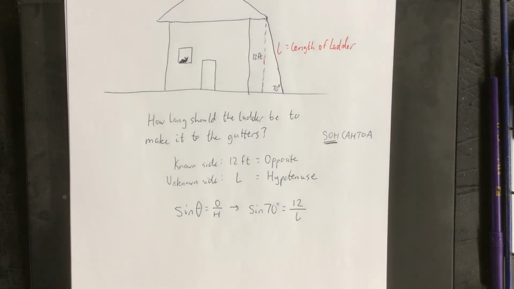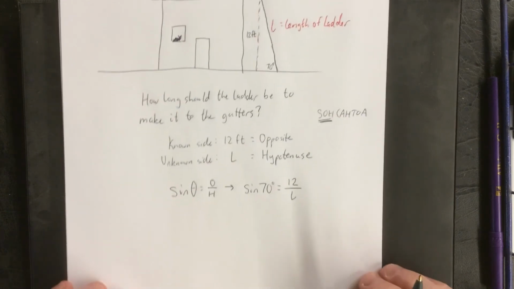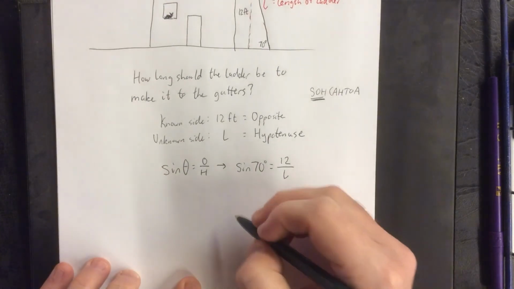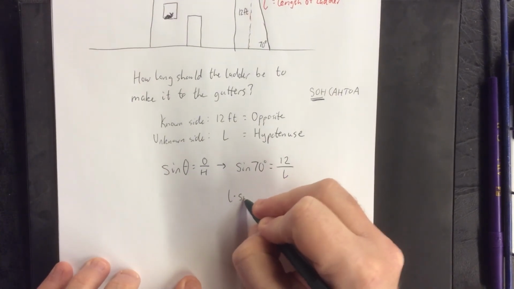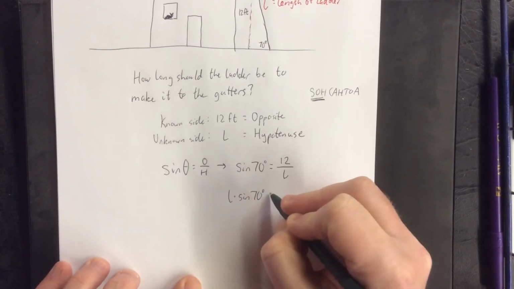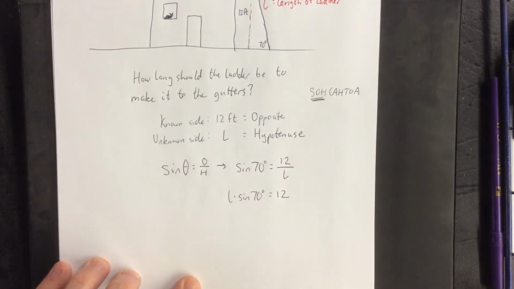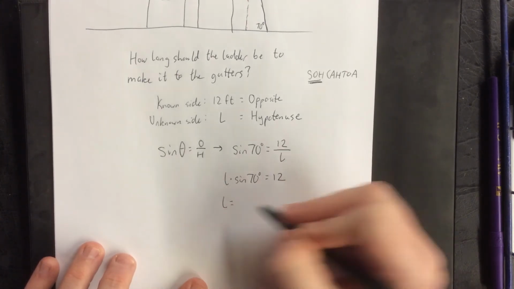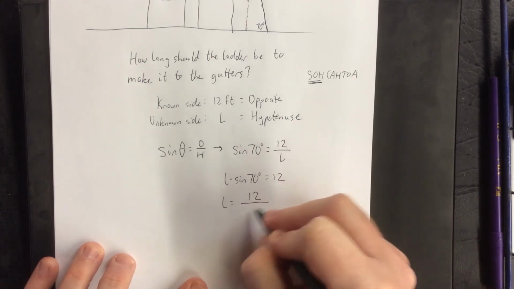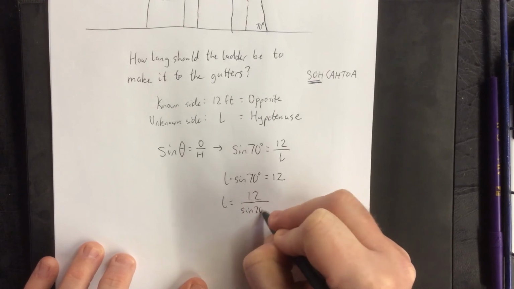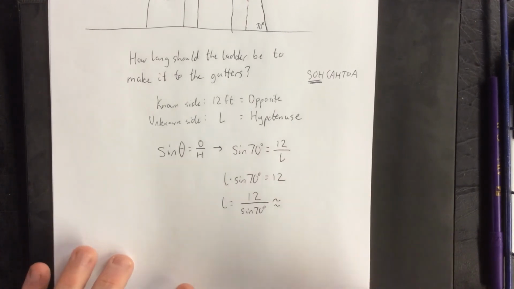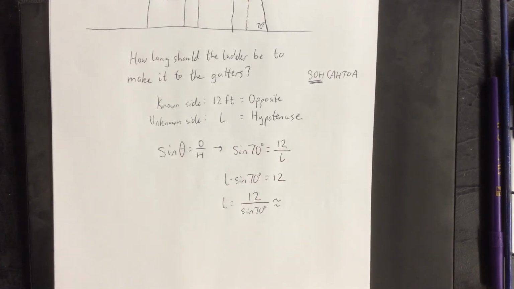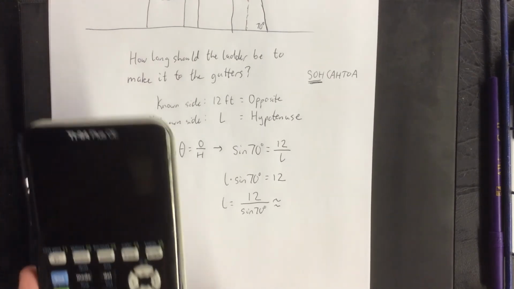Now, similar to what we saw for the previous problem, we can begin solving this by multiplying both sides by L. We get L times the sine of 70 degrees is equal to 12. To finish solving for L, I want to get that sine of 70 degrees over to the other side, so this will be 12 divided by the sine of 70 degrees. Here's where we can let the calculator take over since we have taken care of all of the algebra.